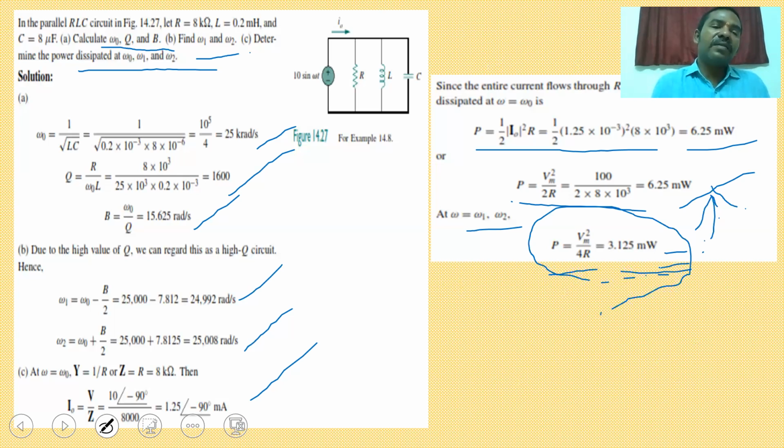So like this you have to go for the calculations of the resonating circuits.